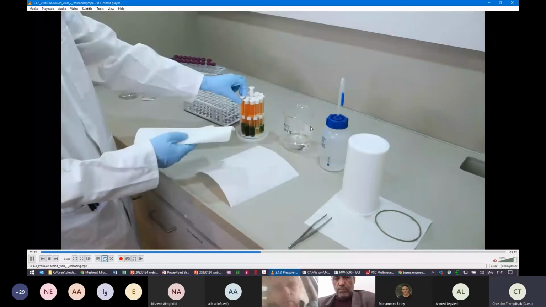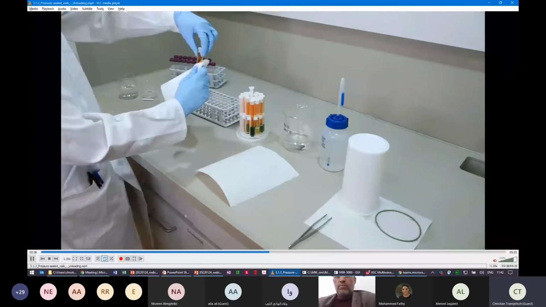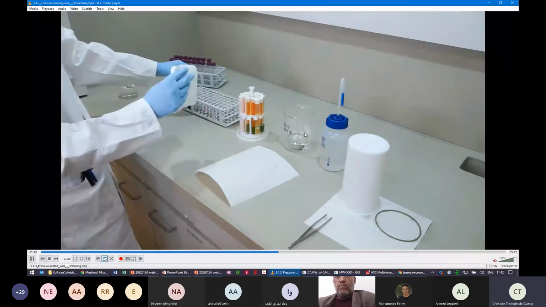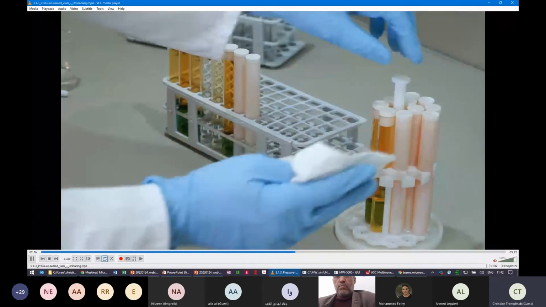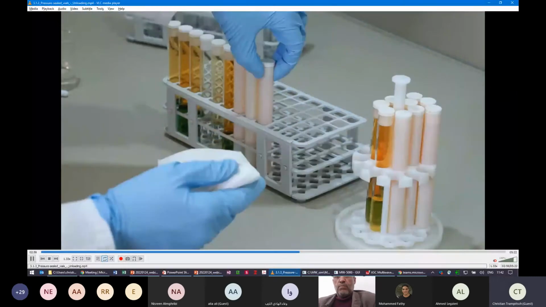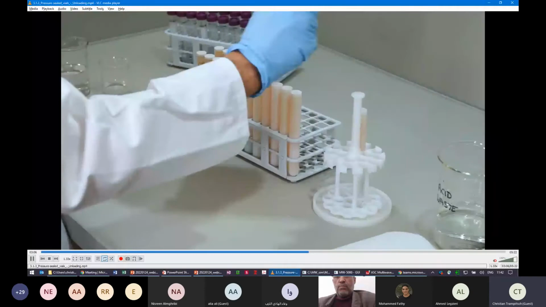Okay, wiping off. We have numbered positions on the rack, so we know which vial is which. So we can identify them. That's important. Just remove the droplets which are on top and on the outside of the vessel. Usually the vessels are a little bit warm, in the range of 60 to 70 degrees, so they dry rather quickly. We put them into the rack.